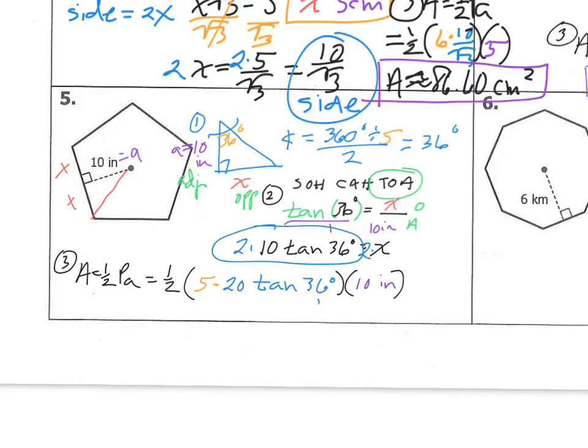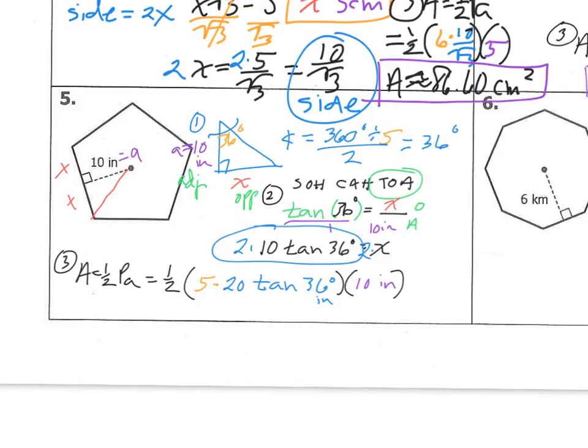And this is in inches, by the way. So then, isn't this the more complicated part? So it should be. If I were you, I'd do the tangent of 36 first, then times 20, then times 5, then times 10, finally divided by 2. All right, so let's go back before we hit the calculator.